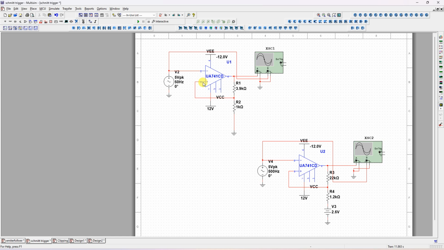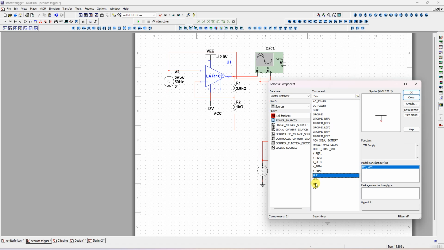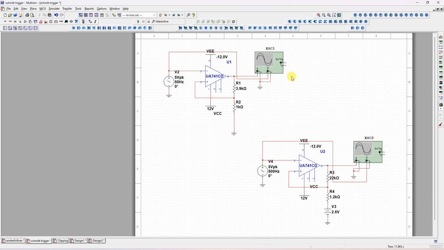It has two inputs, minus and plus. 741 uses dual power supply. VCC is positive. See, the pin nearer to the plus is positive, and the other is negative voltage. So VEE and VCC. How to place VEE and VCC? Place component, go to power supply, group sources. There you can get VCC and VEE. By default, it will have 5 volts. Double click and change that value to plus 12 volts and minus 12 volts. So you have to place VEE and VCC from power sources.